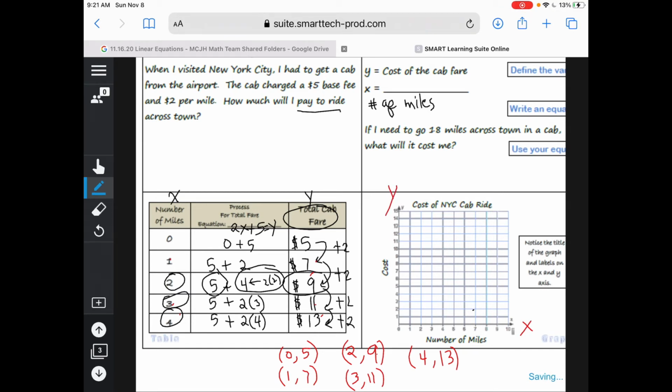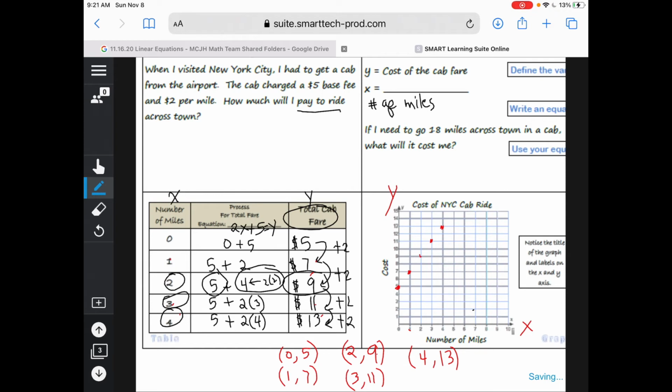So we first go to 0, so we're at 0. Then our y is 5, so we go up to 5. So I put a dot there. Then we have our next point, which is 1 for x. So I go to 1 on the x-axis, which is here. And then I go up to 7 on the y. So I put a point there. My third point is 2, 9. My fourth point is 3, 11. And my fifth point is 4 and 13.